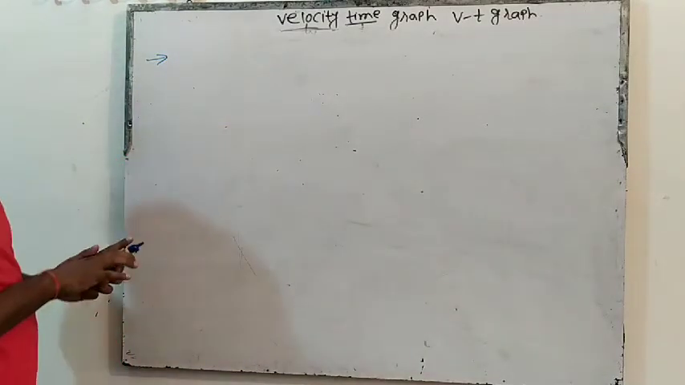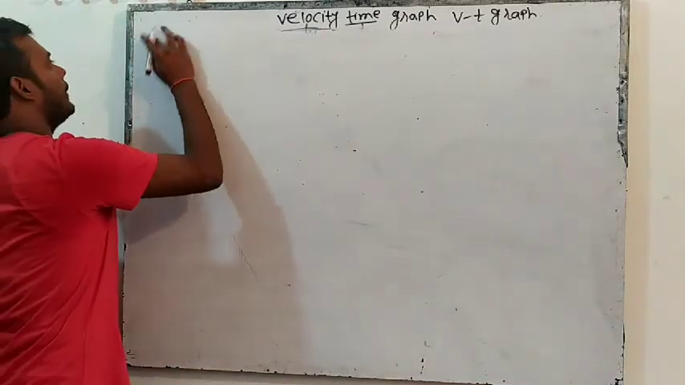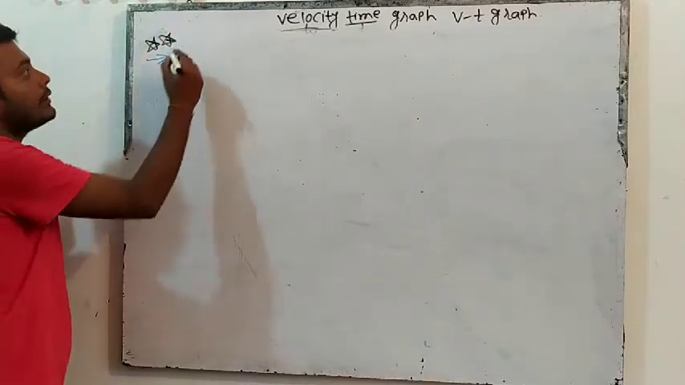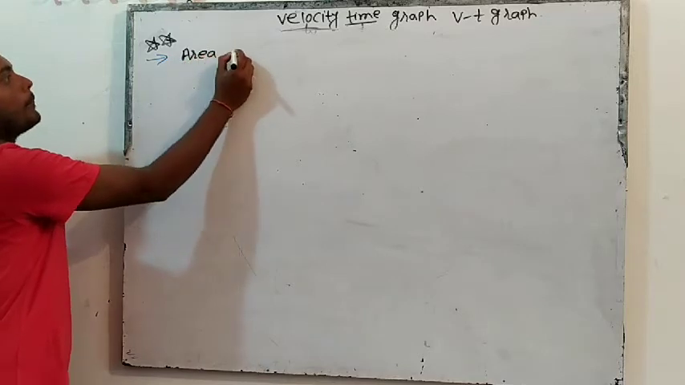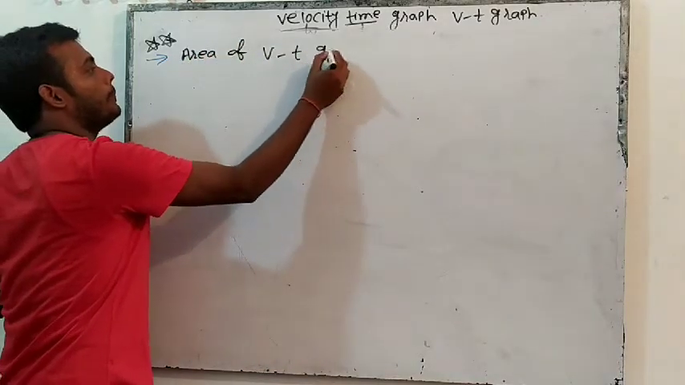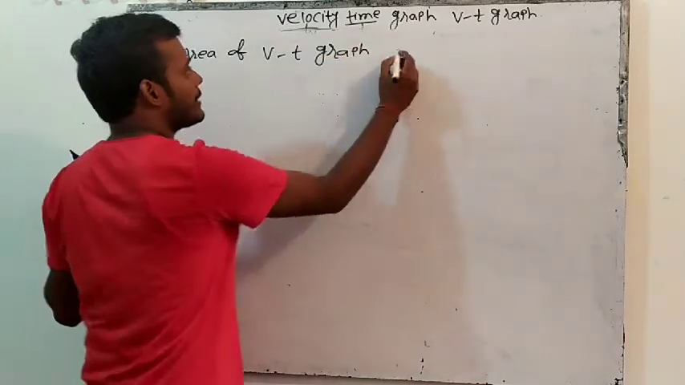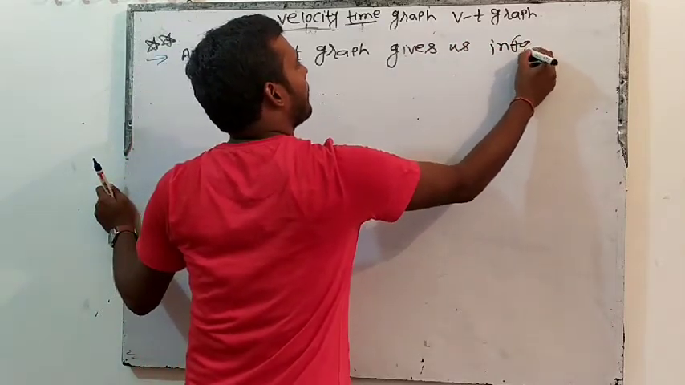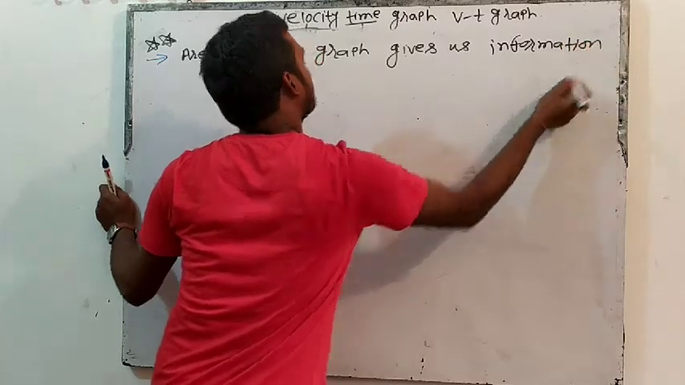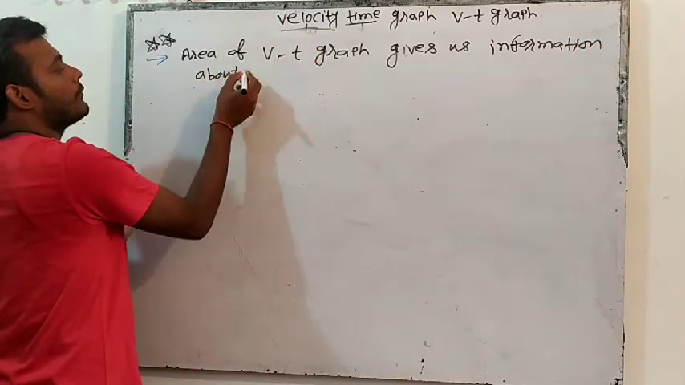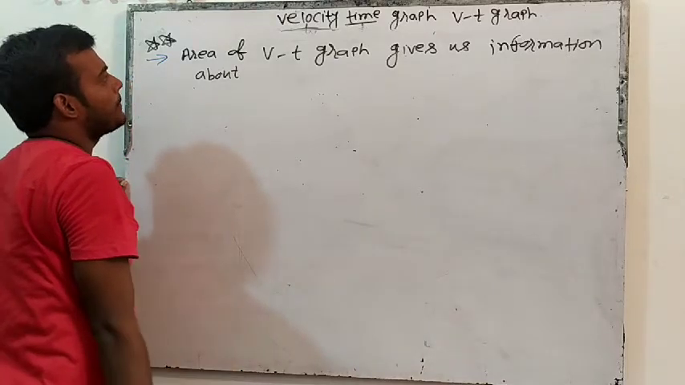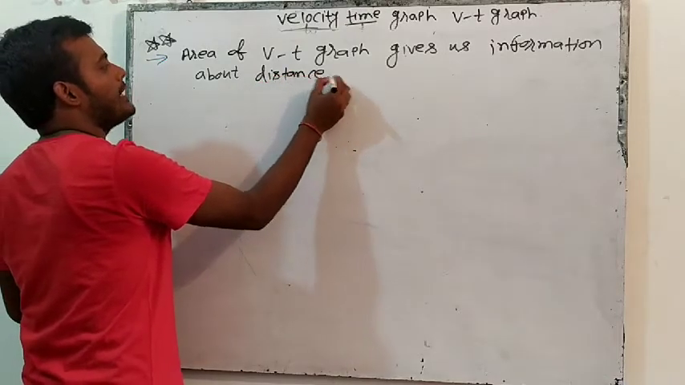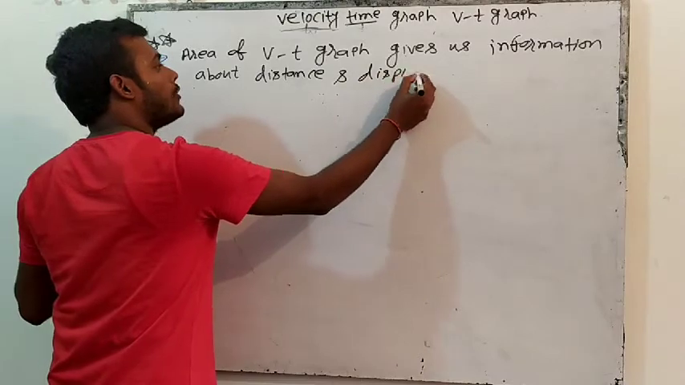Now, one very important statement. Whatever I am writing is very important, so make a star mark on this and write: area of velocity time graph gives us information about distance and displacement.